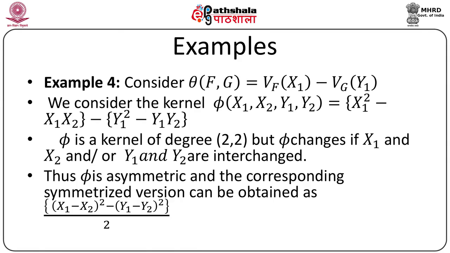It can be remembered that for variance of x1, the kernel was x1 square minus x1 x2, and that for variance of y1 was y1 square minus y1 y2. Then we take the kernel for theta as their differences. That is, we take x1 square minus x1 x2 minus within bracket y1 square minus y1 y2. But such a kernel is asymmetric, and as earlier we set the symmetric kernel as half x1 minus x2 square minus half y1 minus y2 square. Clearly, the degree of the kernel is 2, 2.